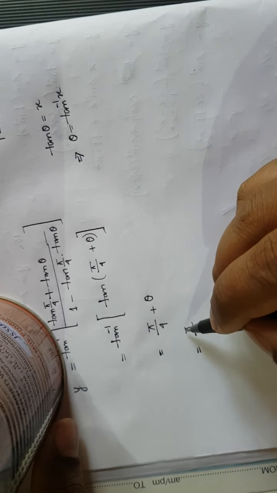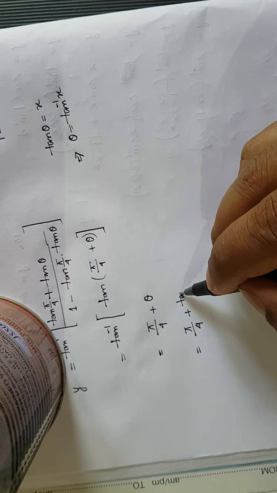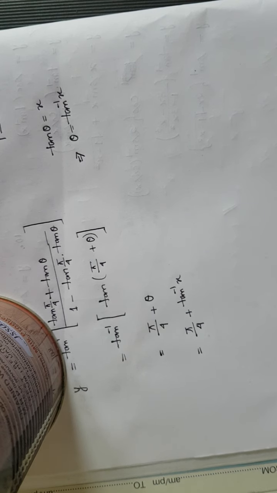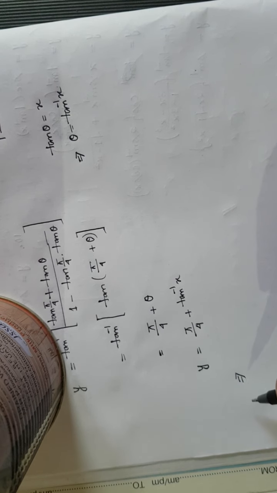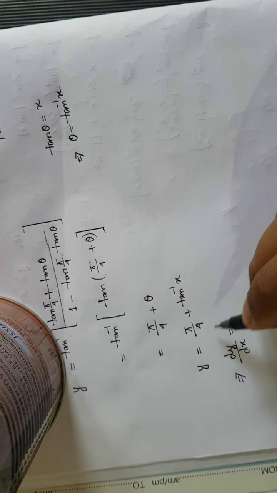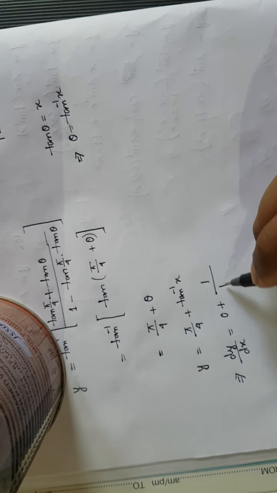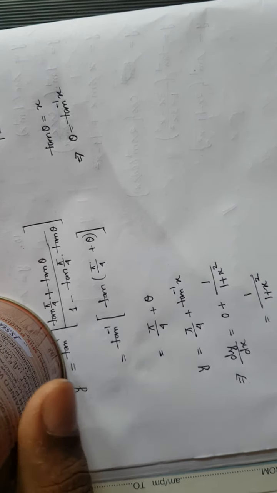This is pi by 4 plus tan inverse x. Now this is y. If you find dy by dx, that is, if you differentiate with respect to x, for pi by 4 it is 0, and for tan inverse of x the formula is 1 by 1 plus x square. So the answer is 1 by 1 plus x square. This is your basic process.